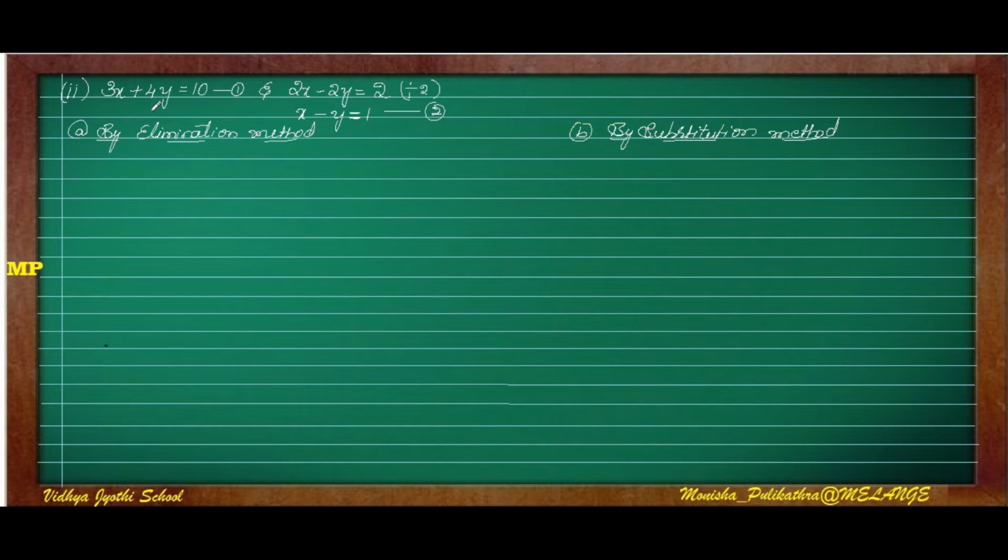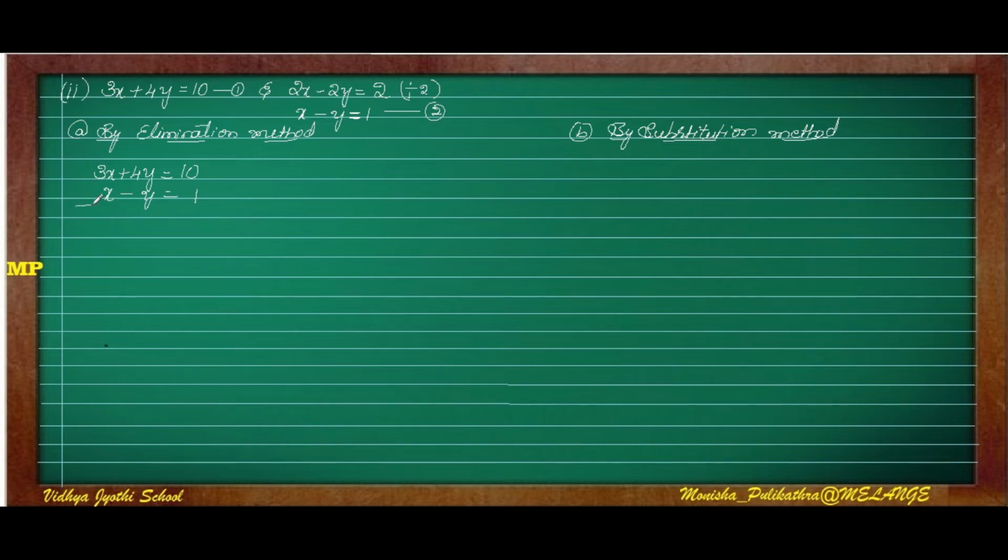Moving on to the second question. Here the first equation is 3x plus 4y is equal to 10, and the second equation is 2x minus 2y is equal to 2. Since all the terms have 2 as a coefficient, I have divided it through by 2. So the equation will become x minus y is equal to 1.